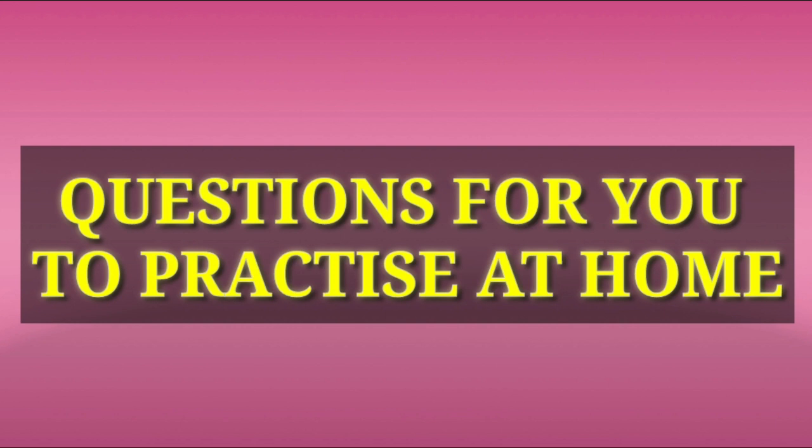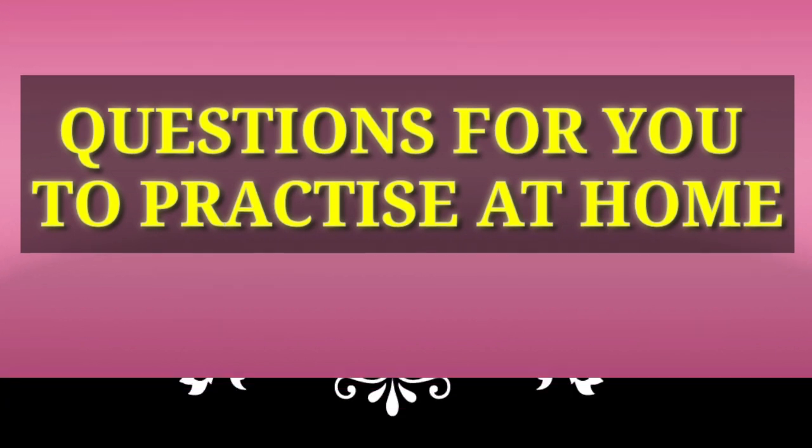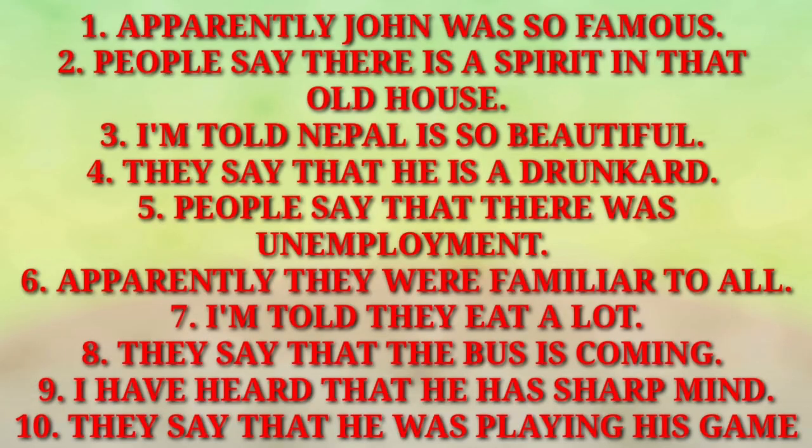Now, questions for you to practice at home. Question number one. Apparently, John was so famous. Question number two. People say there is a spirit in that old house. Question number three. I'm told Nepal is so beautiful. Question number four. They say that he is a drunkard. Question number five. People say that there was unemployment. Question number six. Apparently, they were familiar to all. Question number seven. I'm told they eat a lot. Question number eight. They say that the bus is coming. Question number 9. I have heard that he has sharp mind. Question number 10. They say that he was playing his game.